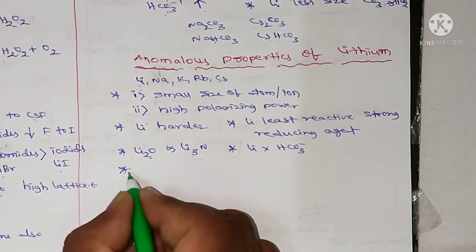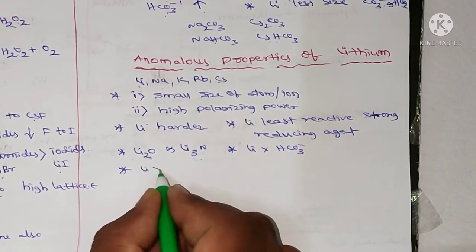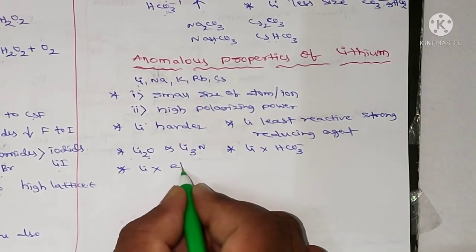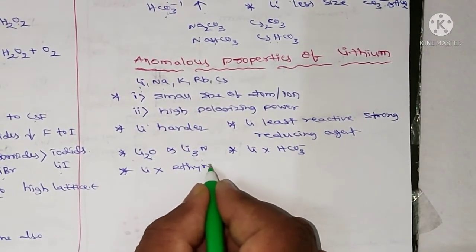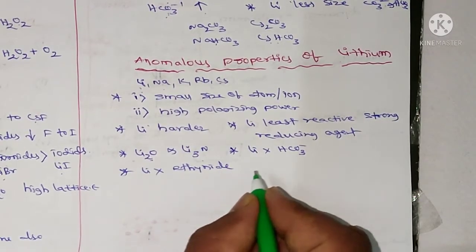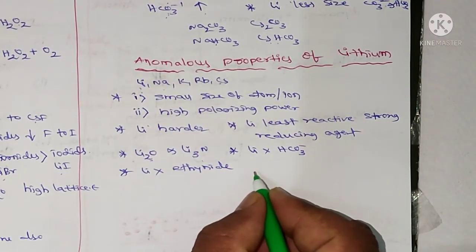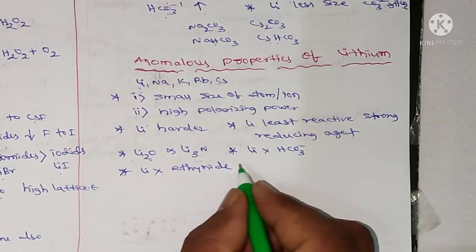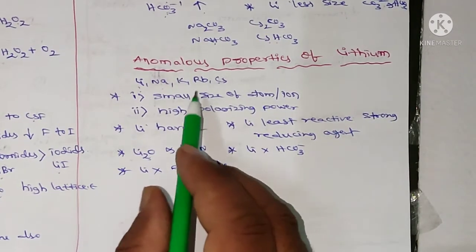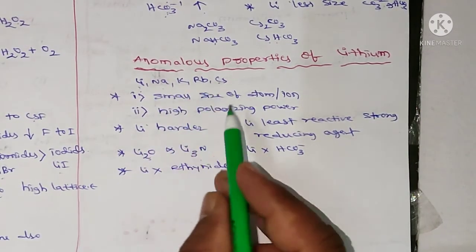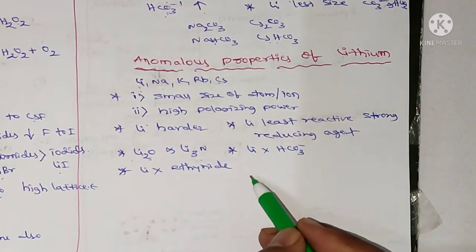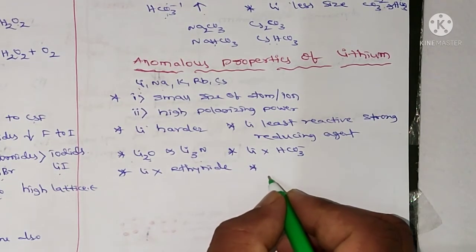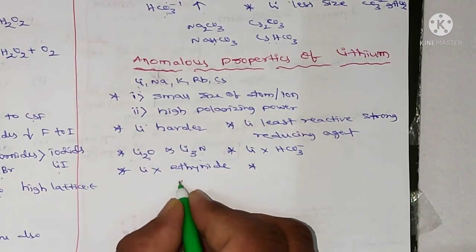And lithium cannot form ethynide with ethyne, but other alkali metals can form the ethynides. From sodium to cesium, the metals can form the ethynide with ethyne.